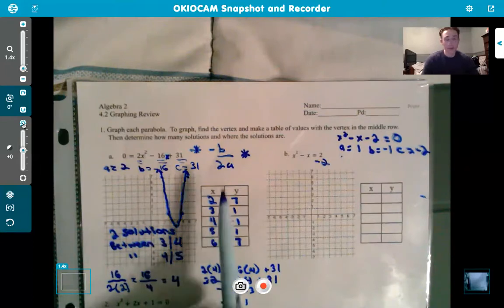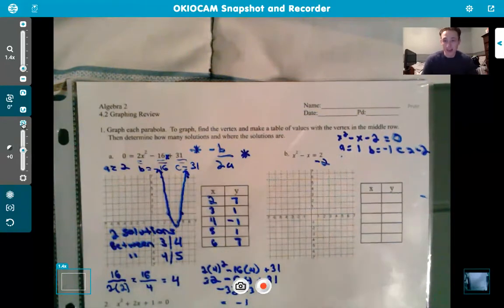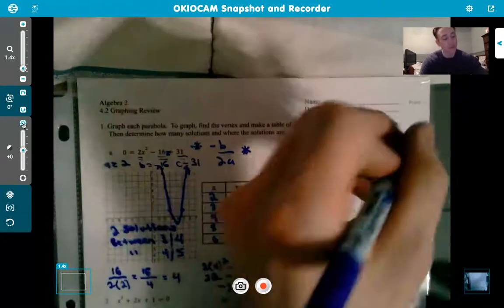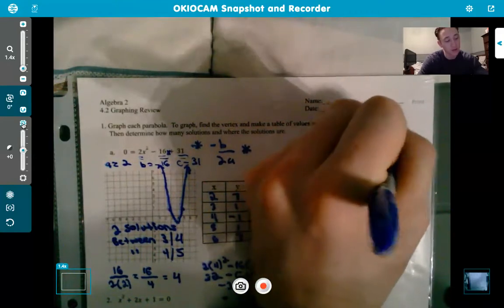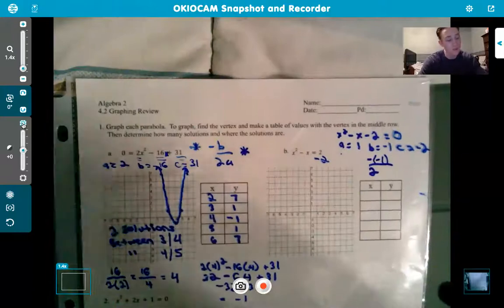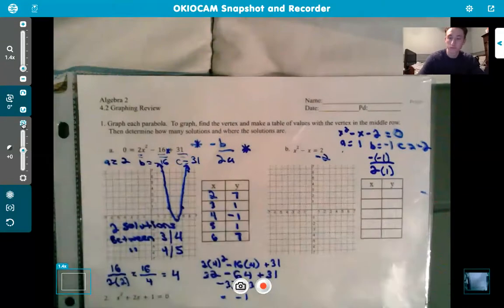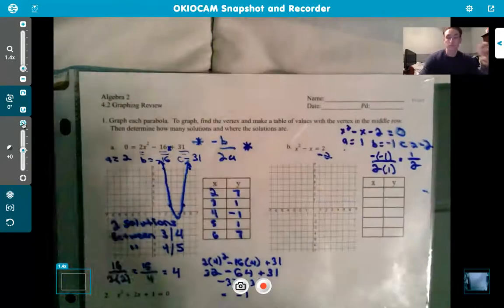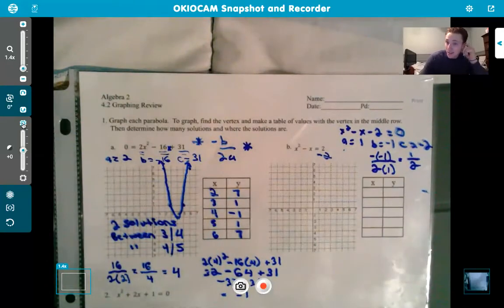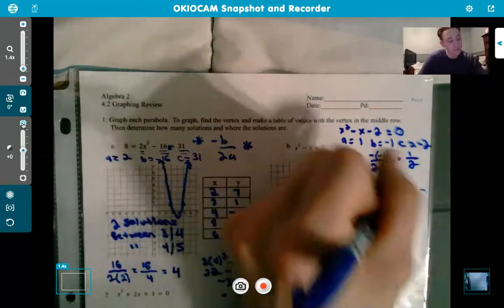I use my equation, -b over 2a, to find the x value of my vertex. Again, the vertex is that lowest point, or highest point if it's opening downward, and it's that middle point in my parabola. So I'll do -(-1), or just +1, over 2 times 1. Okay, so that becomes 1/2. And that is the x value for my vertex.